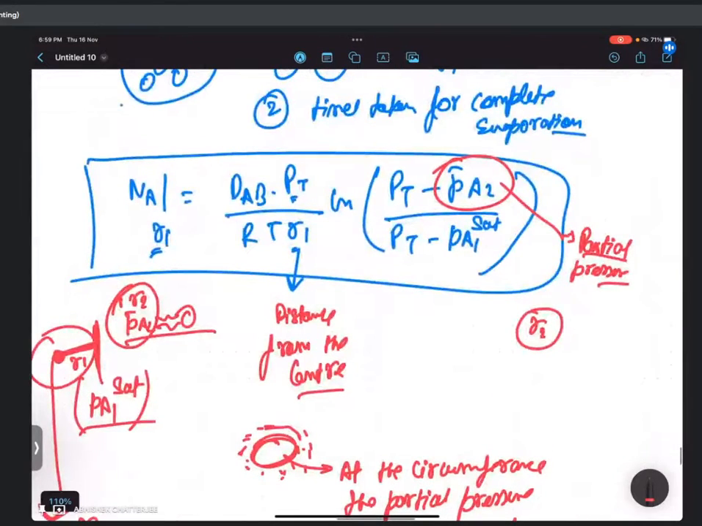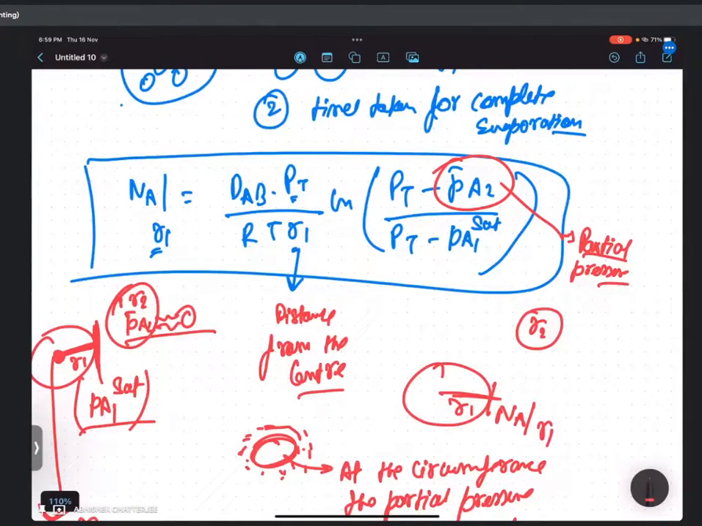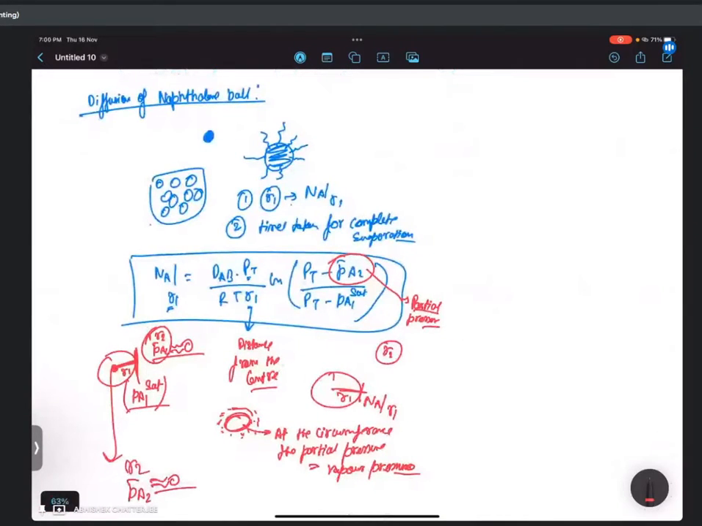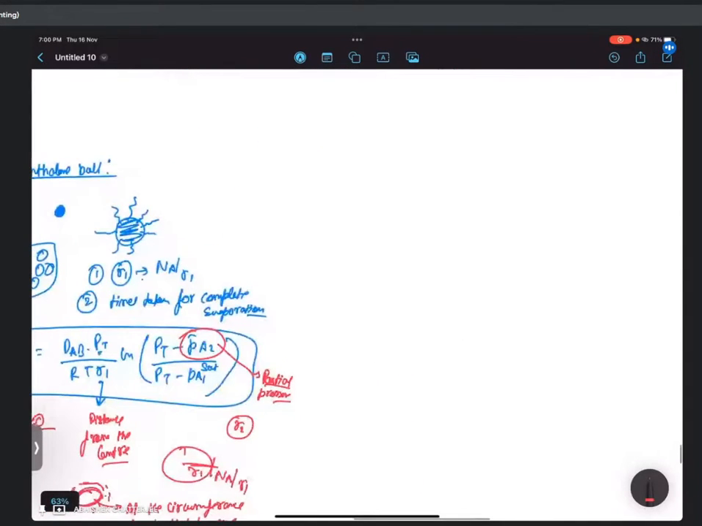And this is the formula. Suppose this naphthalene ball is there; this R1 is the radius of the ball, and this Na at R1 is the flux at R1. The second thing is the time taken for complete evaporation. For that, please understand one thing: another formula that you should remember.